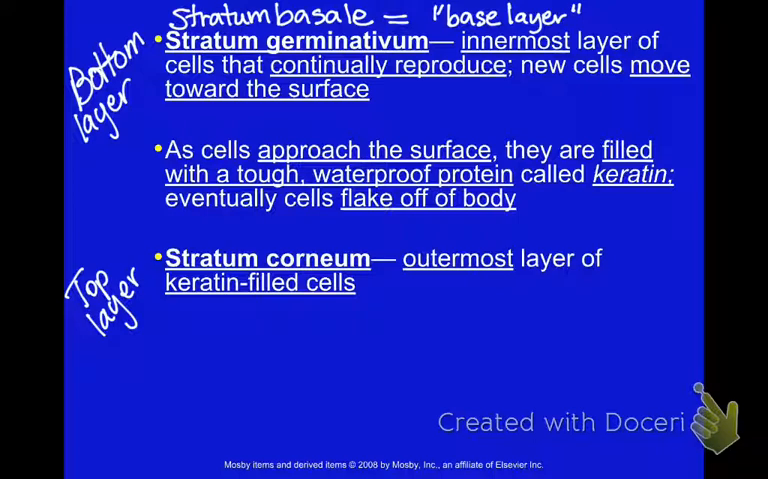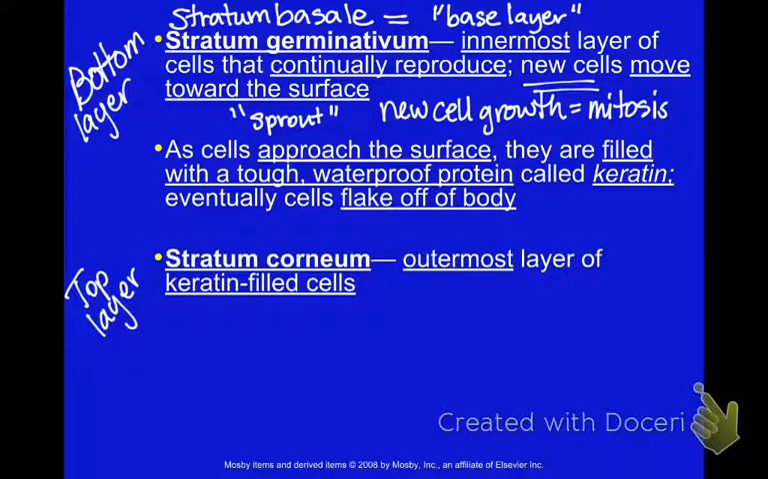To germinate means to sprout. So what is sprouting from this layer? Hair. Not hair. New cells. So your epidermis is going to grow continuously from this layer. This is where we have new cell growth from the process of mitosis. Do you remember mitosis? Okay, cell reproduction. So it's the stratum basale or the stratum germinativum.